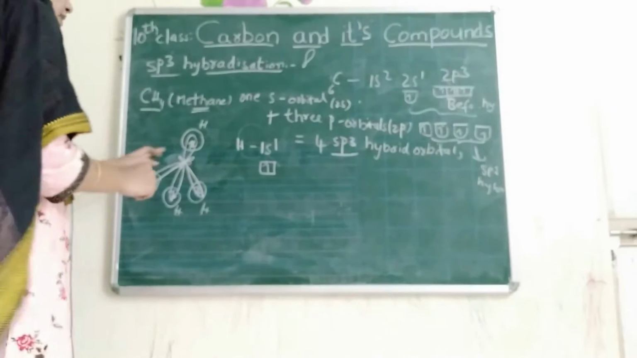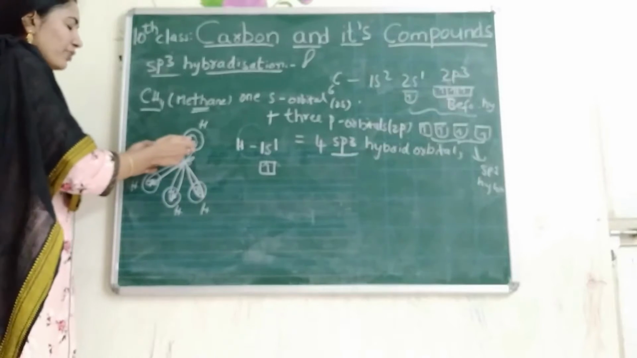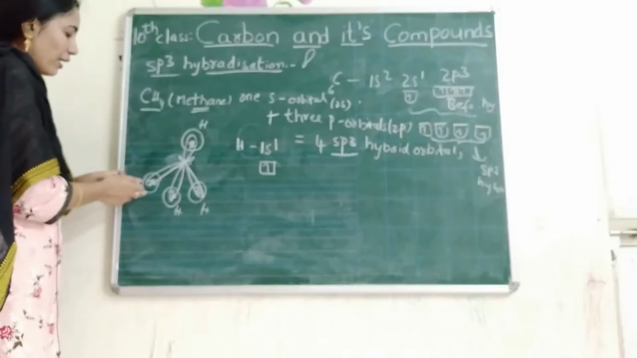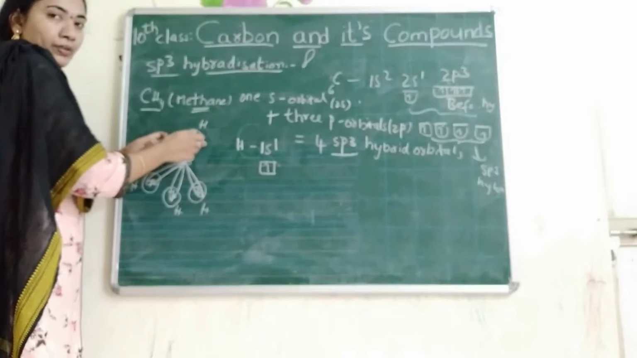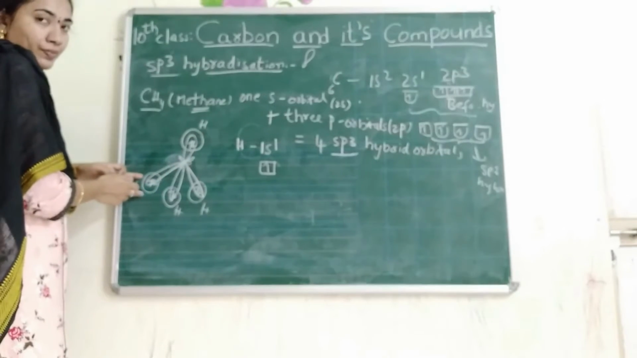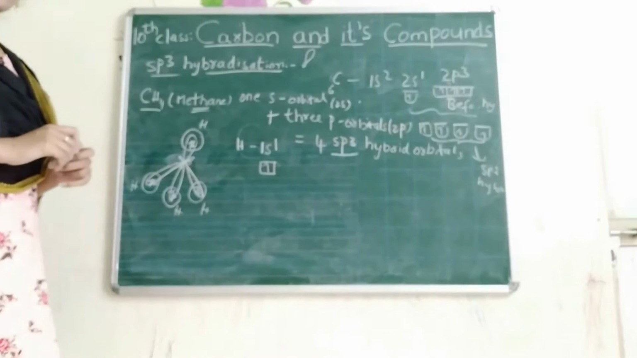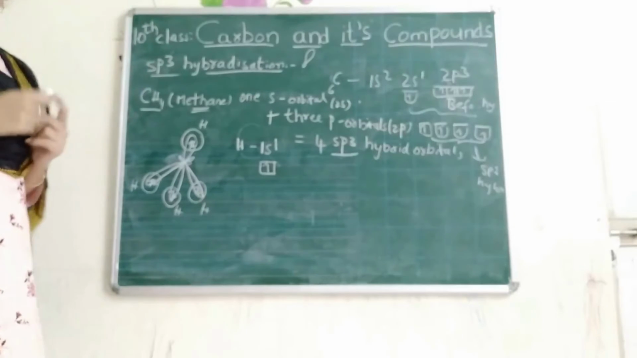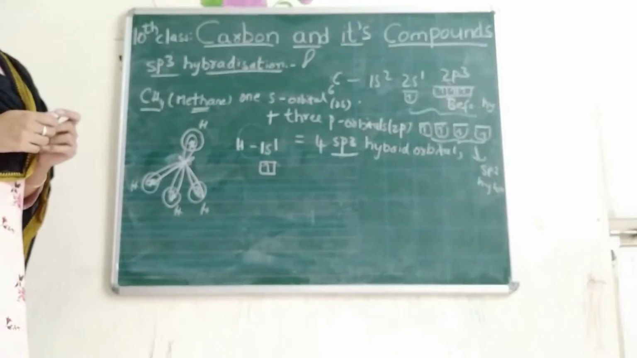This is end-on overlap, isn't it? The end of the sp3 hybrid orbital overlaps with the s orbital of hydrogen. This is end-on overlap. End-on overlap leads to which bond? Sigma bond. The partial overlap or sideways overlap forms a pi bond. The end-on overlap leads to the formation of a sigma bond.